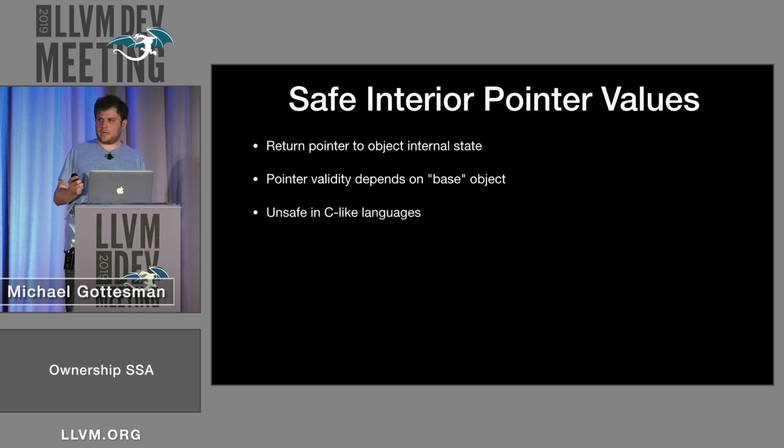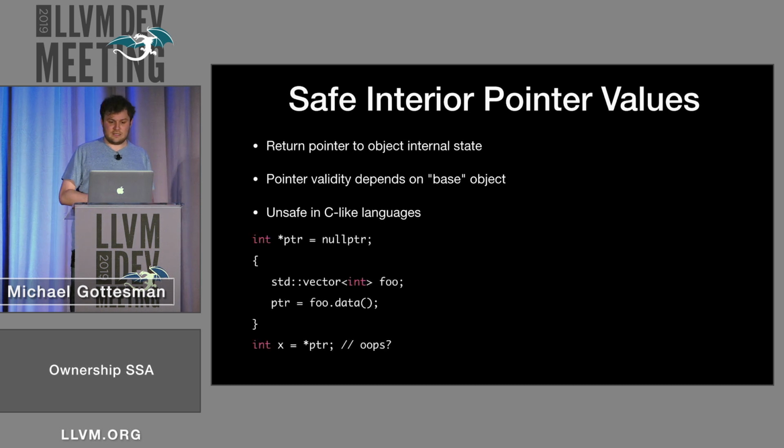Returning such interior pointers is generally unsafe in C-like languages since one doesn't have a non-manual manner to guarantee that the base object stays alive. For instance, in the following small example, we are using std::vector::data to access the interior pointer of a vector after the vector has been deallocated.